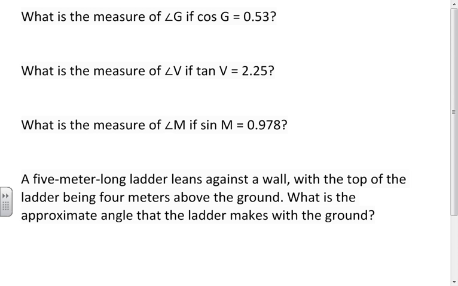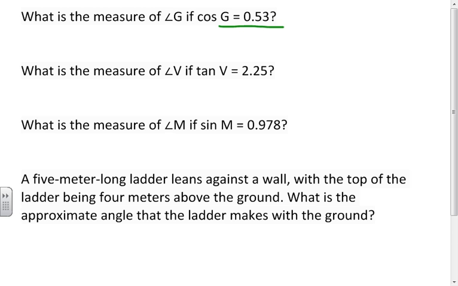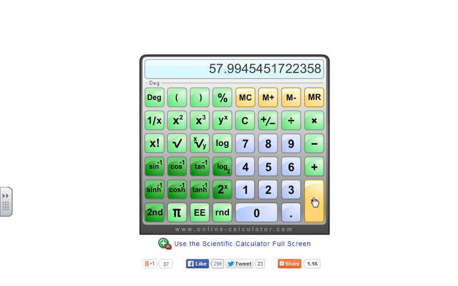So these next examples are just asking you to go to your calculator and say, find the measure of G if I give you this. So you go to your calculator, and you say 0.53, and it's the cosine, so I use the inverse. It's a 58 degree angle. The tangent of 2.25, so clear, and I put 2.25, inverse tangent, it's a 66 degree angle.